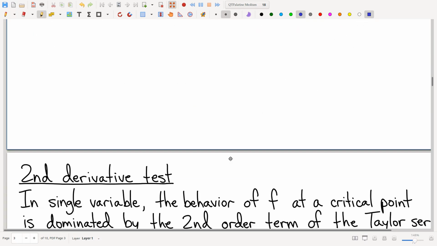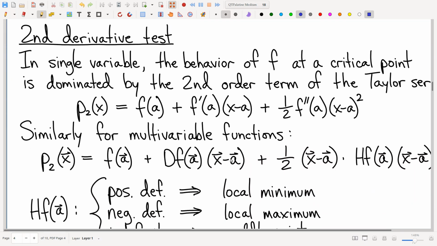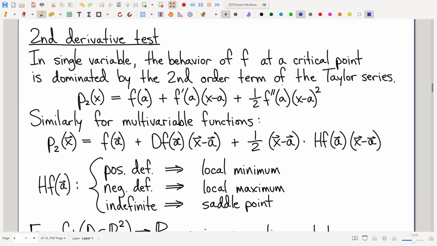Okay, moving along. Second derivative test. Y'all will recall the single variable second derivative test. I'm going to give you a take on that. My point of view on the second derivative test in single variable is that, well, if you're looking at a point where the derivative is 0, this term goes away, and all we need to know is whether this term is always positive or always negative.